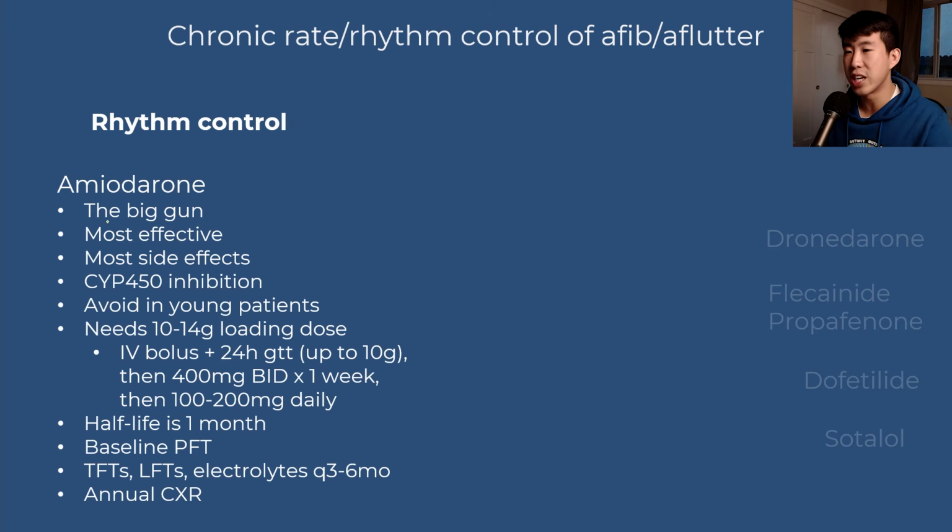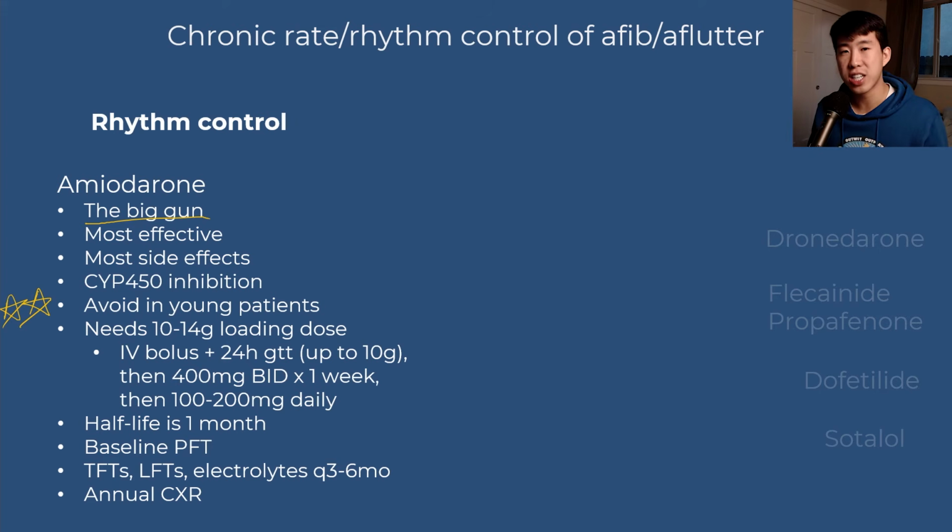So amiodarone is really the big gun. It's the most effective. It's got the most side effects, however. It also has CYP450 inhibition, so it can really affect the medication concentrations of other medications that your patients are on. So this one is really, really avoided in young patients because the side effect profile is cumulative.